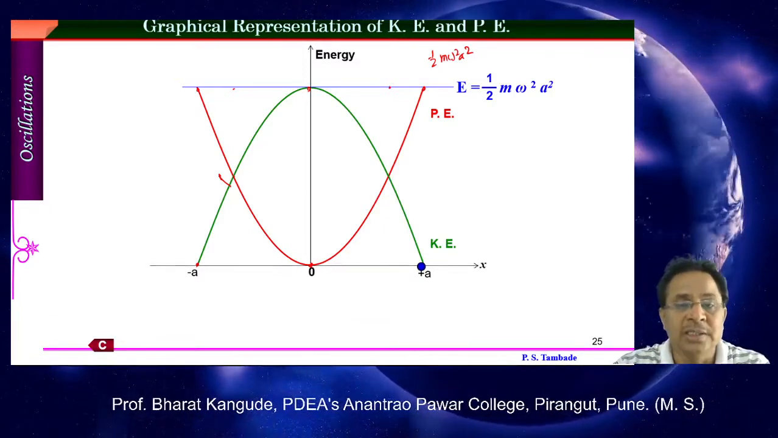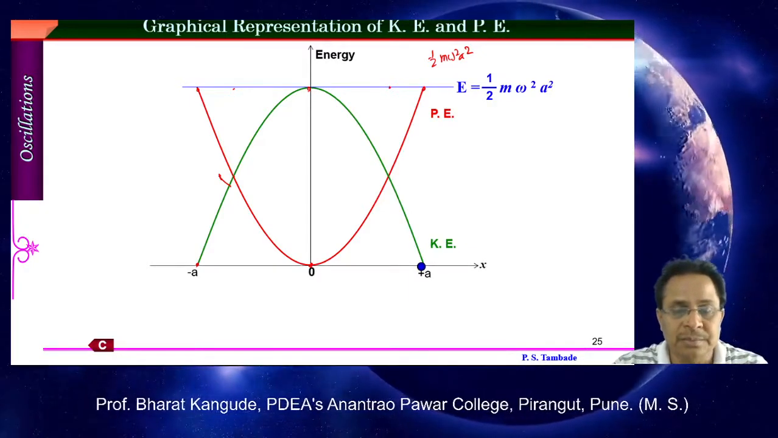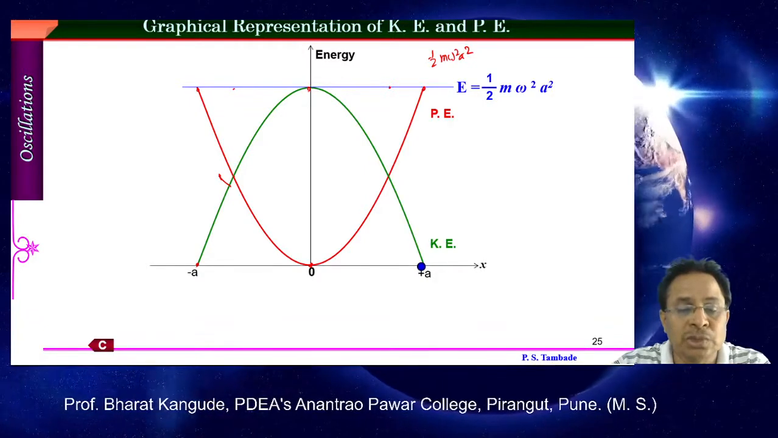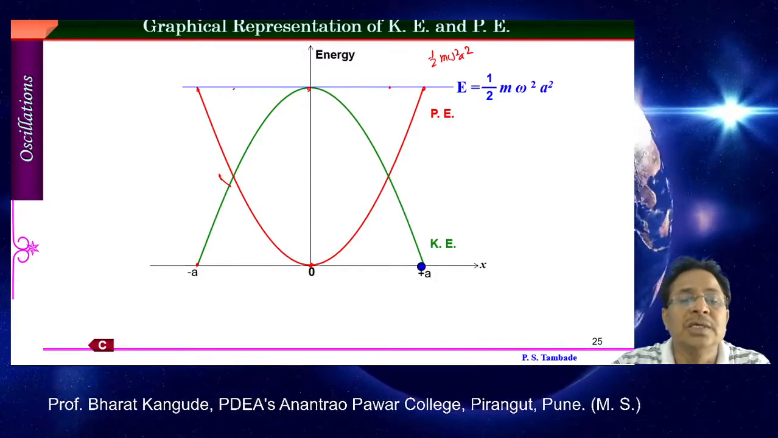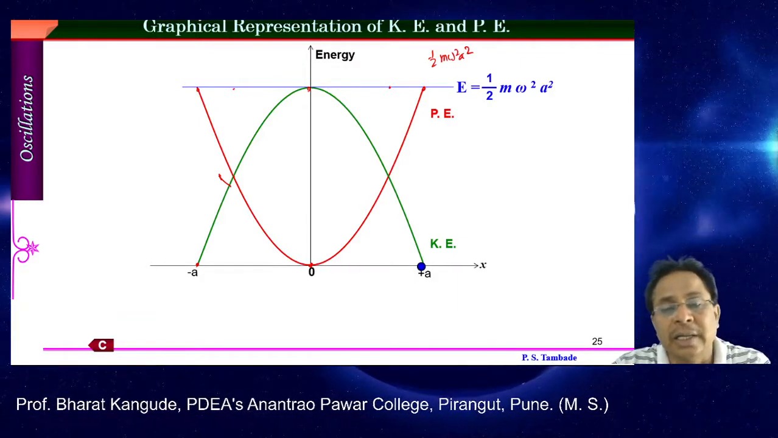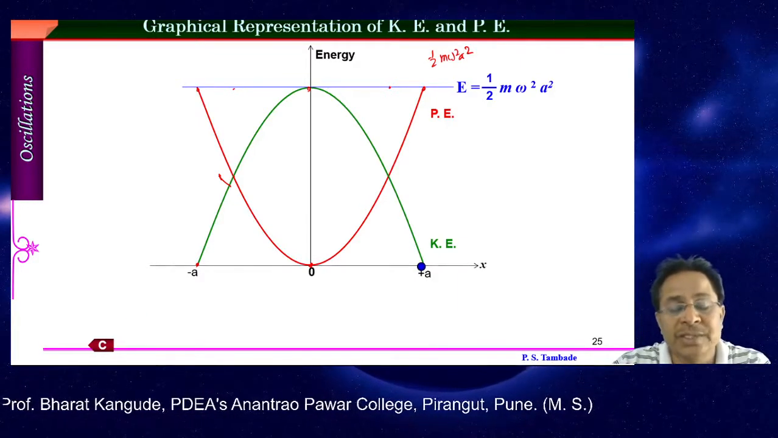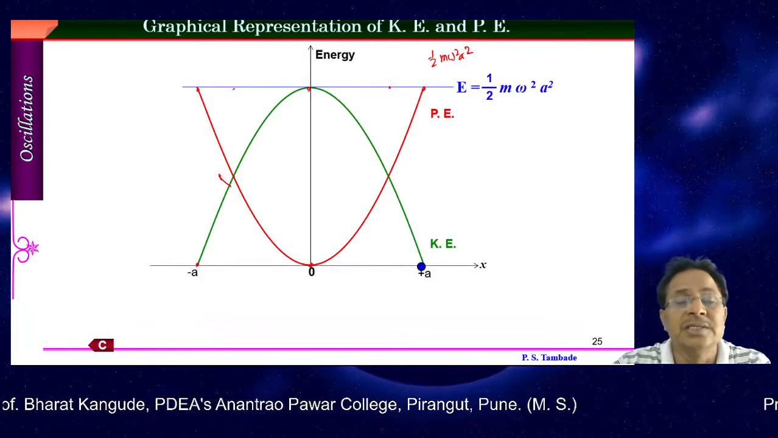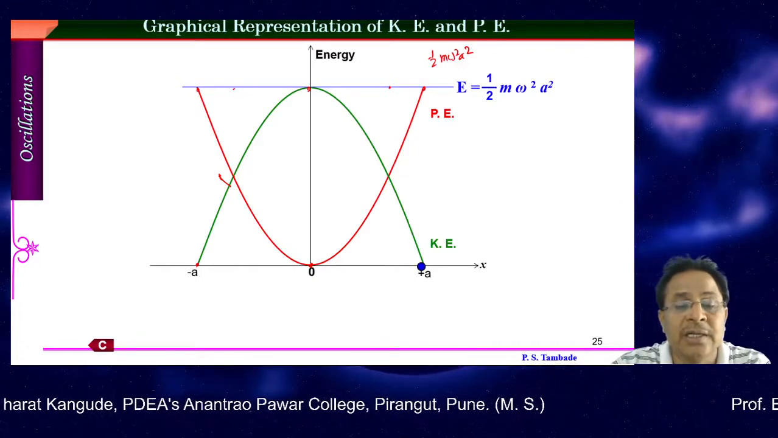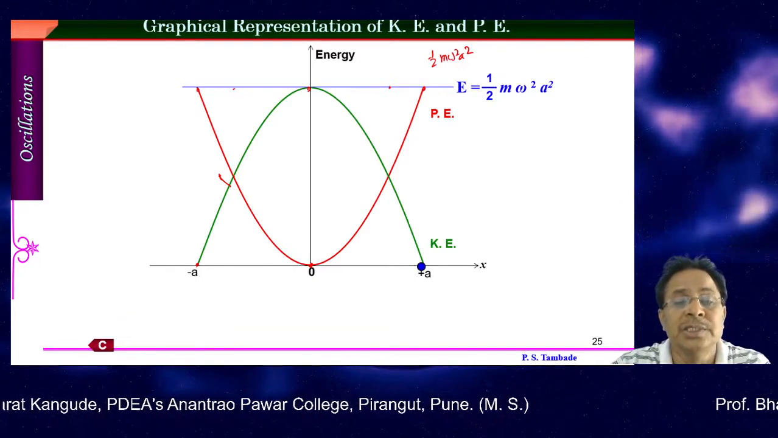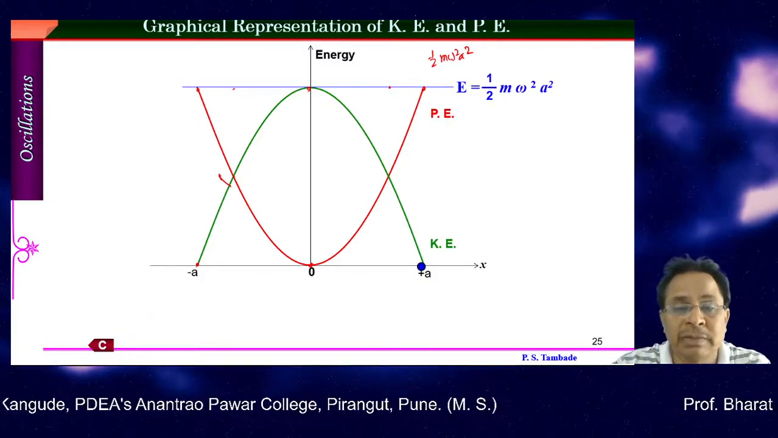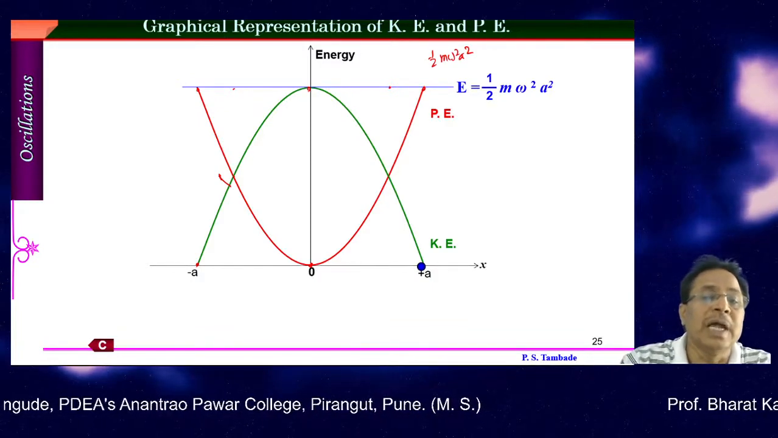At positions other than the three positions, that means the two extremes and one equilibrium position, the energy is always partially kinetic and partially potential. At the two extremes, minus A and plus A, the energy is completely potential, no kinetic. And when this oscillator is exactly at the equilibrium position, the entire energy possessed by the oscillator is completely kinetic and there is no potential. Otherwise, it is an addition of kinetic and potential energy.